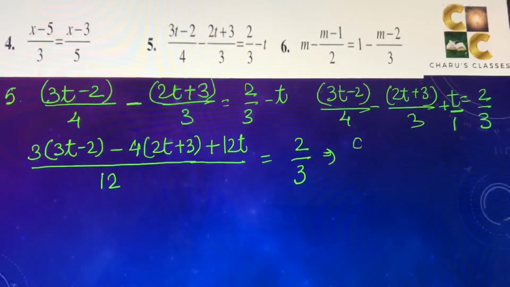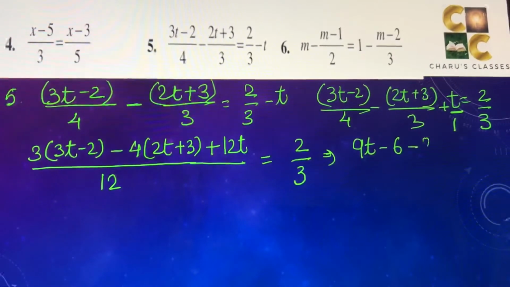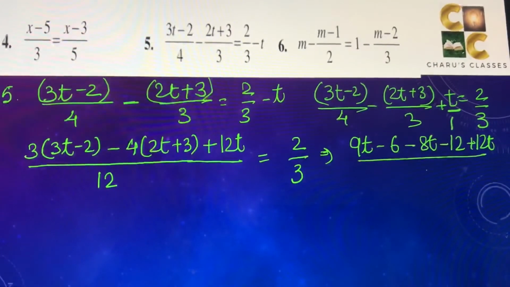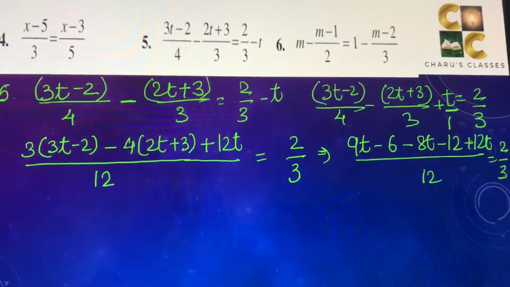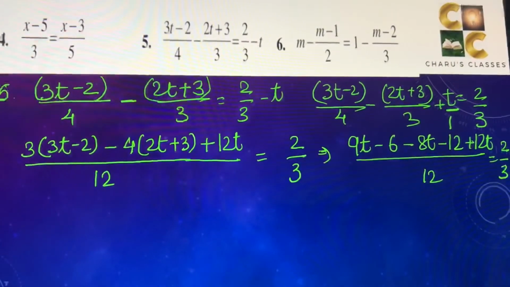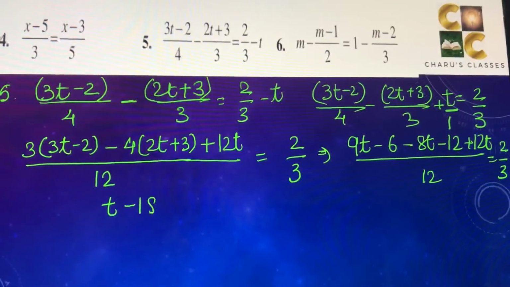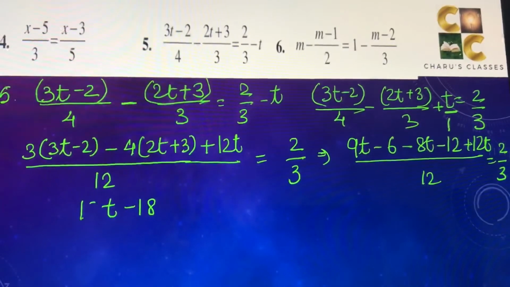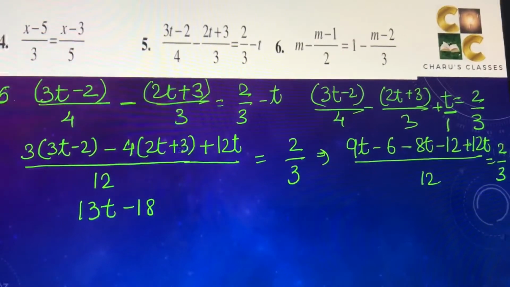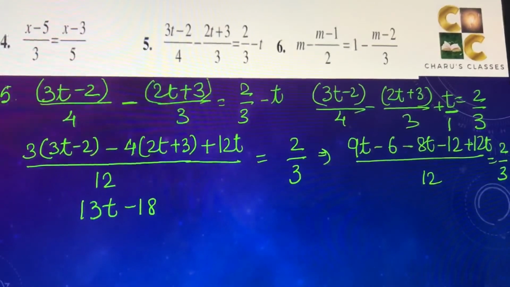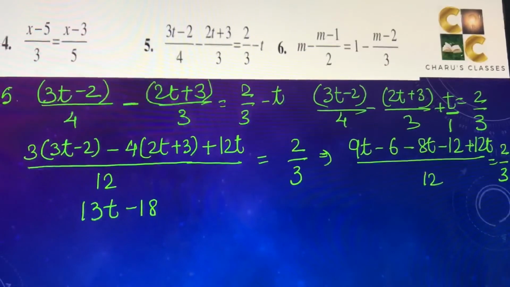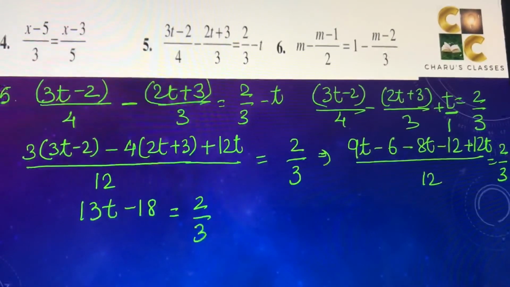Multiplying, we get 3 into 3t, that is 9t, minus 6, minus 8t, minus 12, plus 12t. This whole by 12 is equal to 2 by 3. Or we will get t minus 18 and 9 minus 8t plus 12. We can say 13t, right, 9 minus 8, that is 1, and 12t, that is 13t minus 18 is equal to 2 by 3.